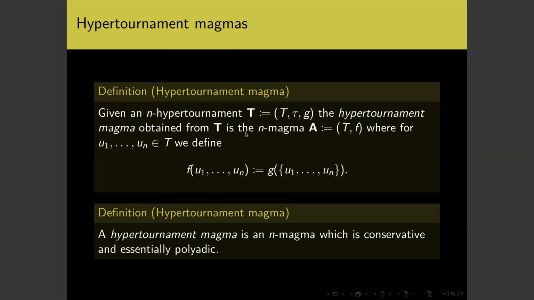Okay, so then we can go back and forth between N-magmas, or between conservative and essentially polyadic N-magmas and hypertournaments in the natural way. Again, this G is essentially telling us what this basic operation F is, because we're taking F to be essentially polyadic and conservative. And so these are two equivalent definitions of hypertournament magma. And this generalizes the correspondence in the binary case.